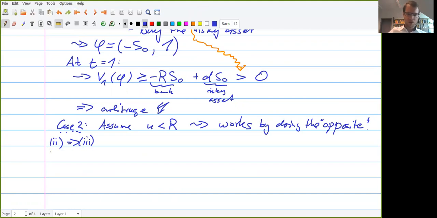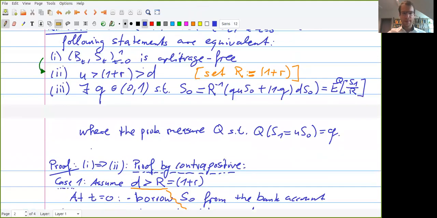So let us recall what we want to prove. We want to prove if the parameters fulfill this inequality here in II, so that U is strictly bigger than R plus 1 is strictly bigger than D, then we can define such a Q so that the S0 is given by this conditional expectation.